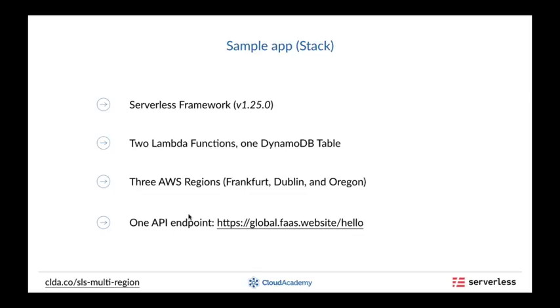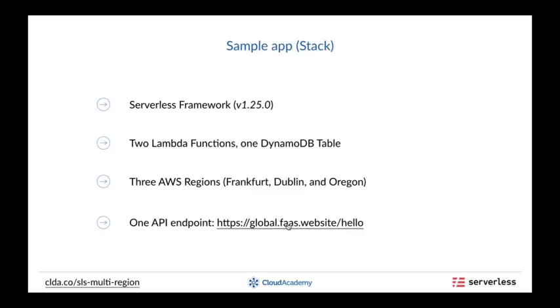We have 2 Lambda functions, one for the GET and one for the POST endpoint, and we have 1 DynamoDB table. This stack will be deployed to 3 different AWS regions. In my setup, it'll be Frankfurt, Dublin, and Oregon. So 2 in Europe, 1 in the United States. And as I mentioned, we're going to use 1 single API endpoint for all of them. So here, this is the API endpoint that I'm going to use.